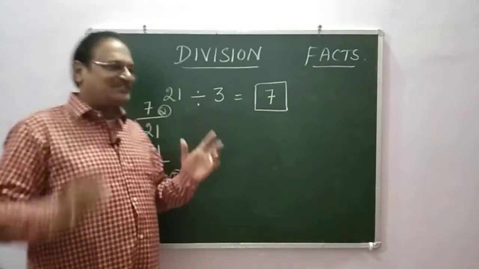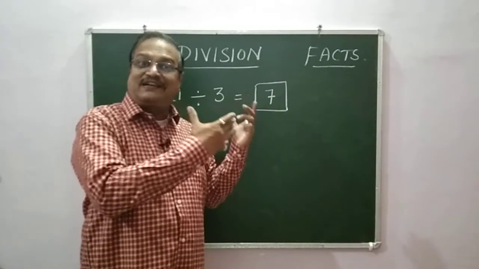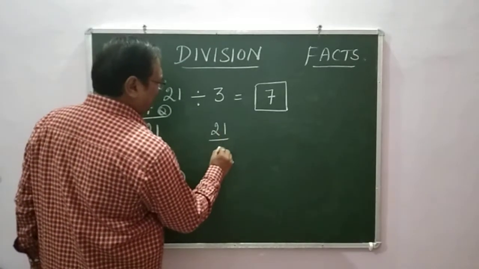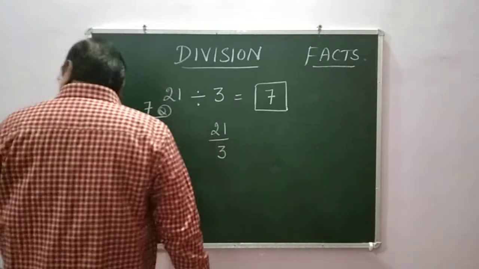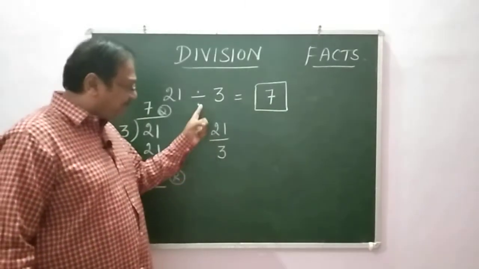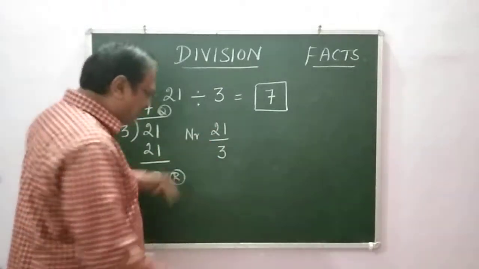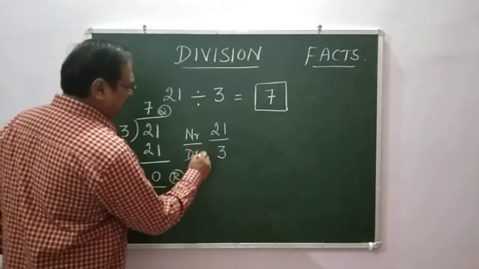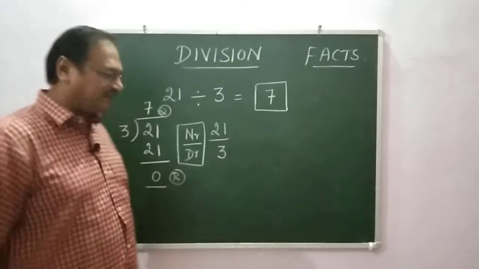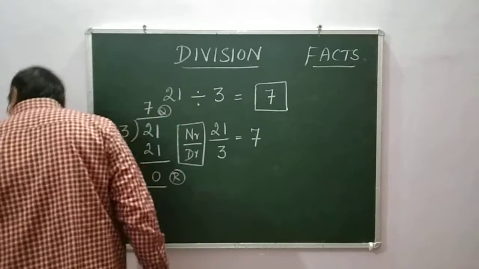I am going to tell you some facts. Facts means something very important, what I understand from this. So let me write here 21 divided by 3. 21, what is 21? It is up, and it is called the numerator. And 3, it is down the line and it is called the denominator. I got numerator divided by the denominator, that is equal to what number? 7.